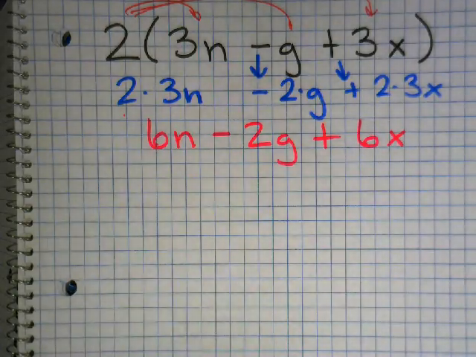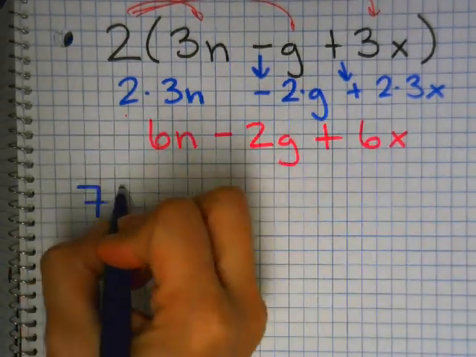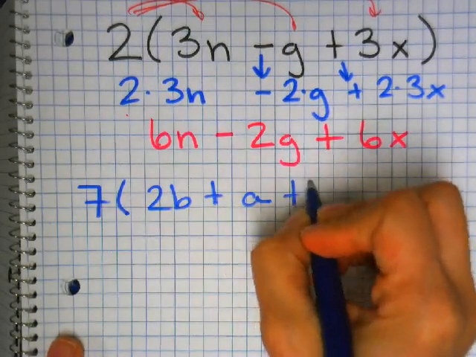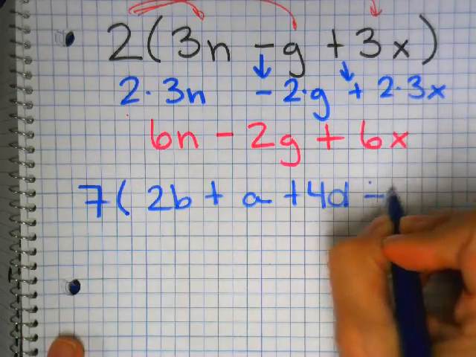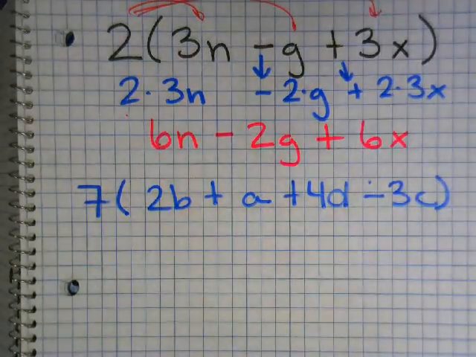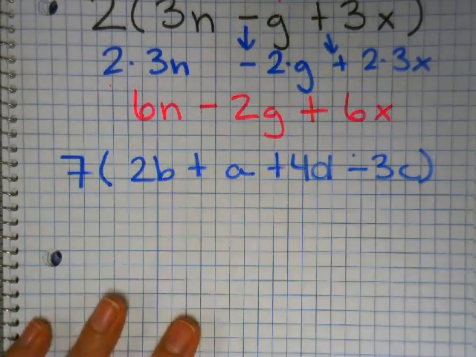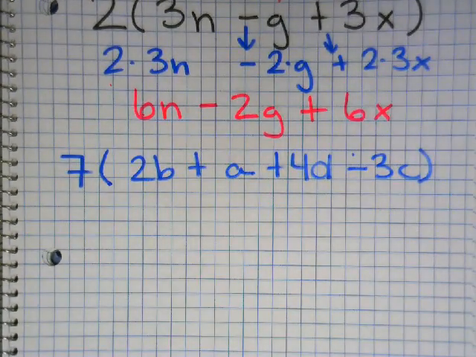All right, let's do this one. 7 parentheses 2b plus a plus 4d minus 3c. That's right. Does it look scary and hard? Yes. Is it? No. It is not.